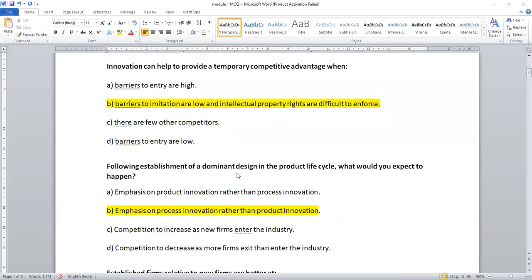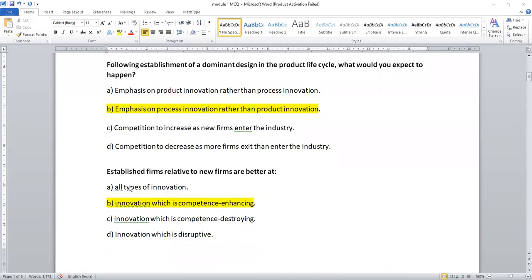Following establishment of a dominant design in the product lifecycle, what would you expect to happen? So please read all the options. From these options, we found that emphasis on process innovation rather than product innovation is the right answer among the four options. Moving further, established firms relative to new firms are better at.